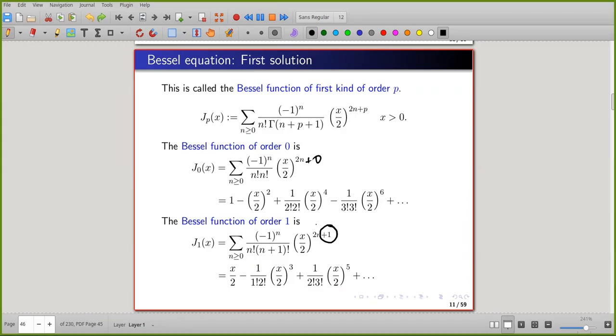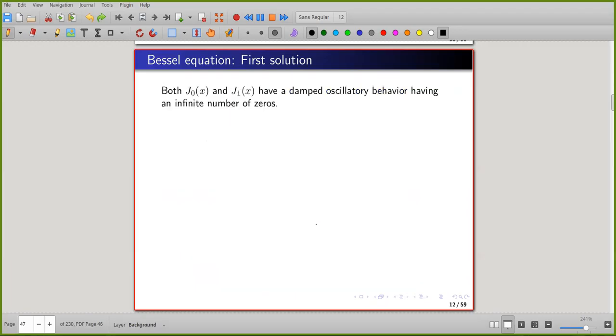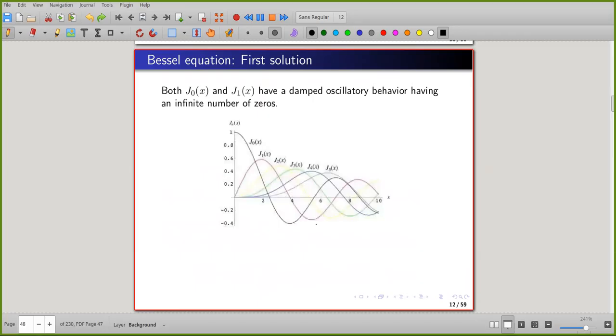Fine. So here are some properties of the Bessel function, which are just for interest. You can look at this diagram and make some graph. Both J0 and J1 of x have damped oscillatory behavior. So they oscillate, and you can see that they are oscillating.